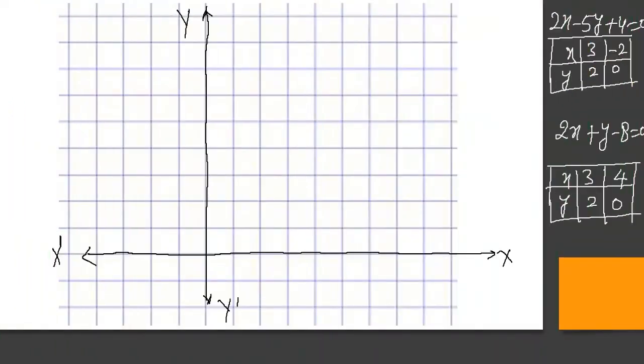Dear students, we'll plot the graph for the first equation and the second equation. I have tabulated the values. For the first equation, 2x minus 5y plus 4 equals 0, the first pair of values of x and y: the value of x is 3. So here we find 1, 2, 3, 4, 5 and 6. The value of x is 3, and the value of y is 2. So this is the point.